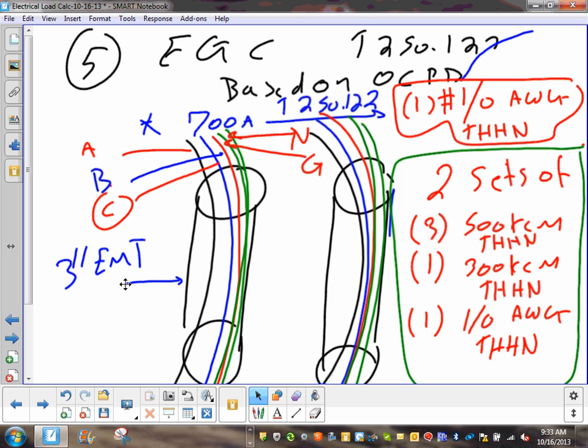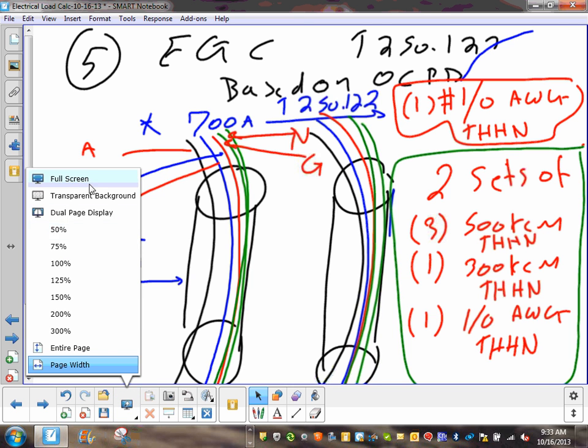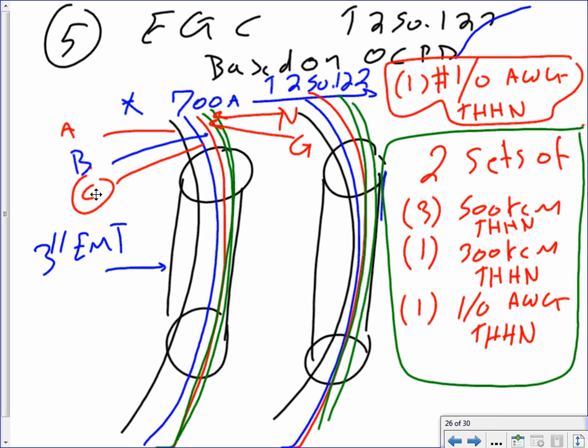conduit. Why am I pulling an equipment grounding conductor with EMT conduits? Better protection. Do you need to? No. Do you need to know? All right, let's go to the last one, shall we? Last calculation. Almost there.